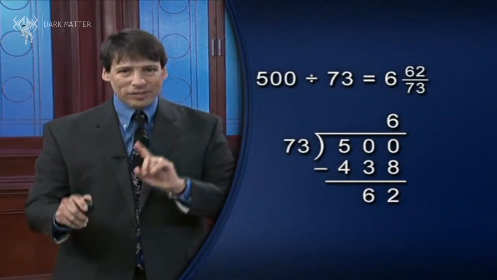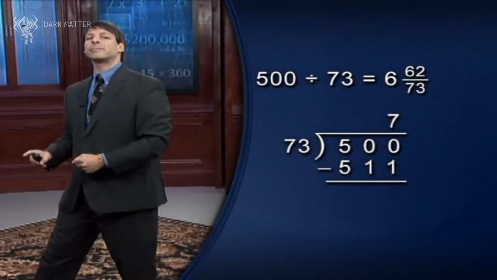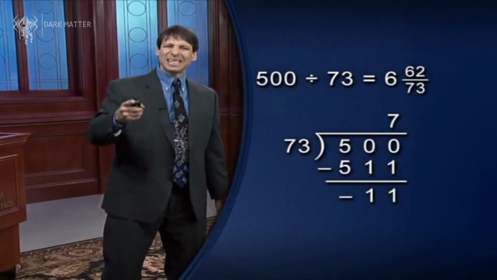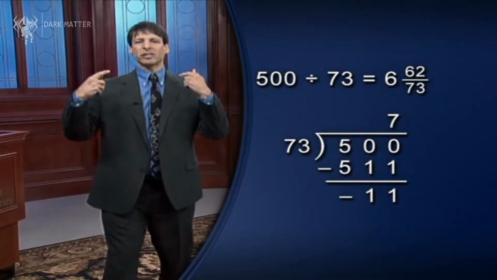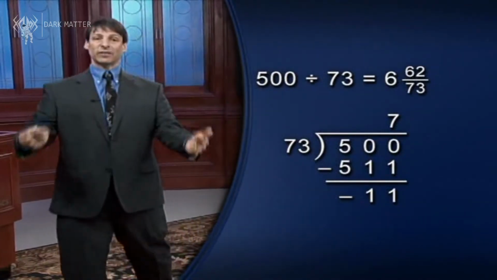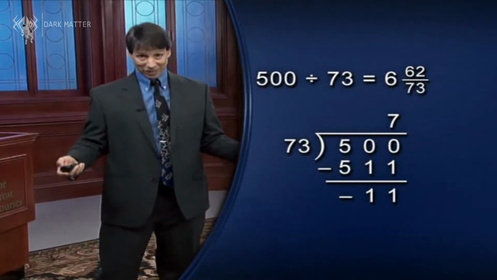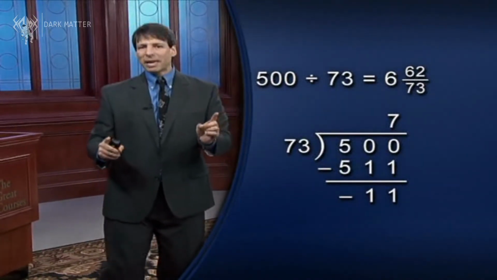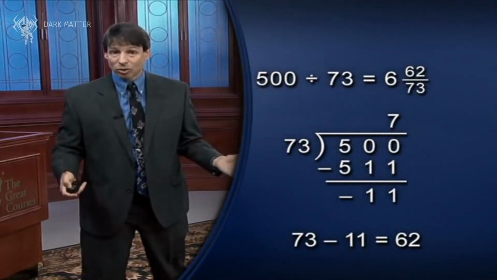But we could have done this problem another way. Remember when we tried 73 times 7 and we got 511? Too big, right? Well, we can actually take advantage of that calculation. That didn't have to go to waste. You could actually think of your answer, don't say it, but you could think of your answer as 7 with a remainder of negative 11. Now that sounds a little ridiculous, right? But that's the same as an answer of 6 with a remainder of 73 minus 11, 62, and that agrees with our previous answer.